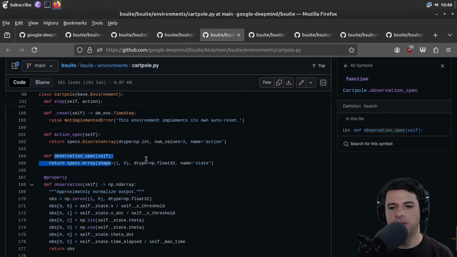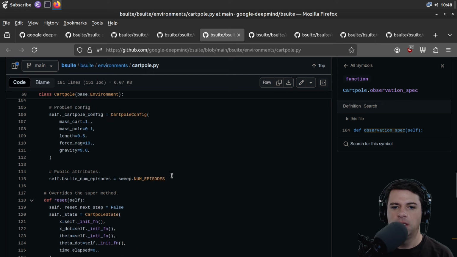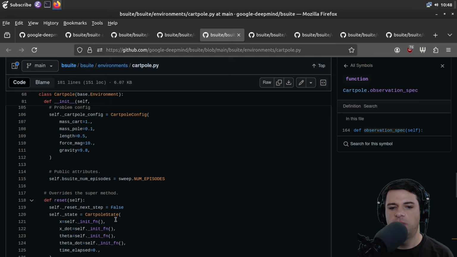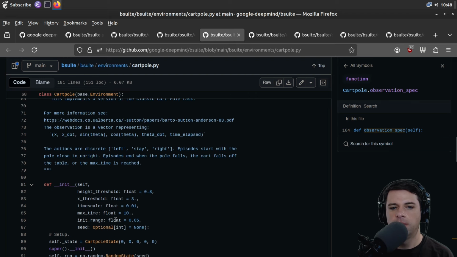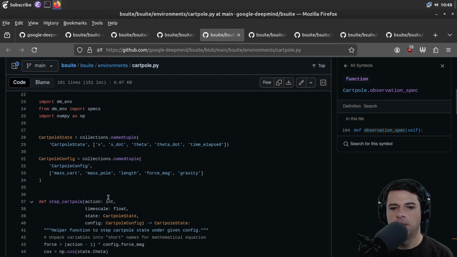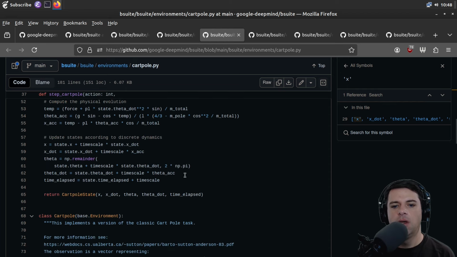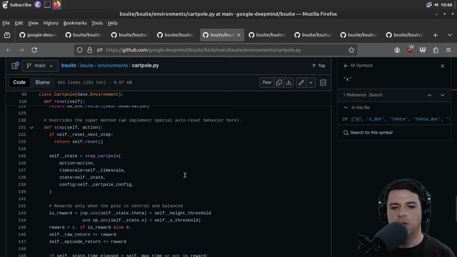And then an observation spec, which has shape 1, 6. So I guess that means it's maybe 6 long. And its name is state. And I think they're just observing the state here. Maybe the physics states. Where was that? The cartpole state. 1, 2, 3, 4, 5. Where the 6 comes in, I'm not sure yet.